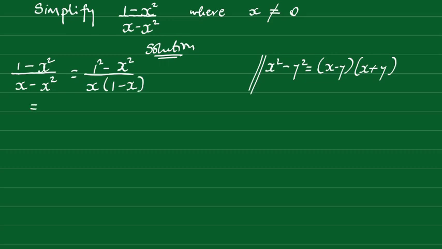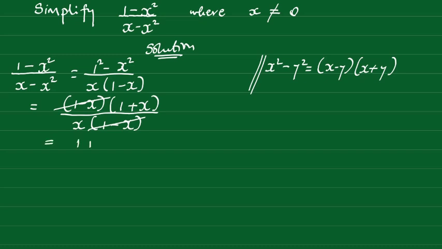Now we solve further, and from our numerator we have (1 minus x)(1 plus x), and all this ends up divided by x(1 minus x). Now 1 minus x at our numerator and 1 minus x at our denominator cancel out, and we're left with (1 plus x) divided by x as our answer.